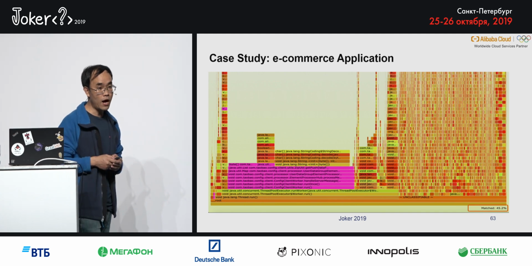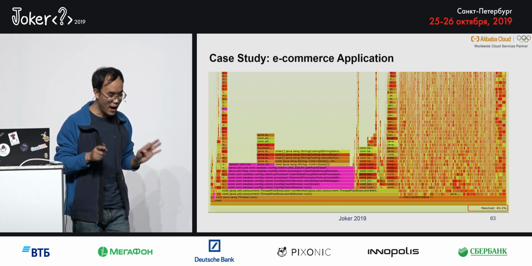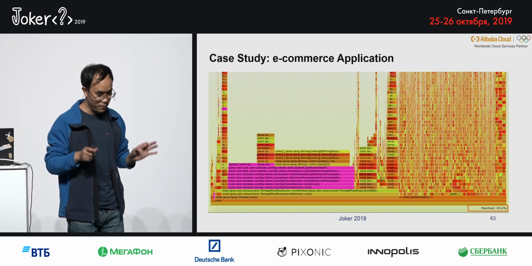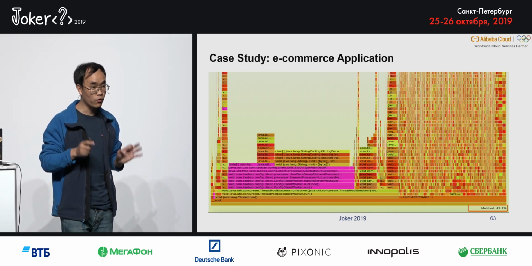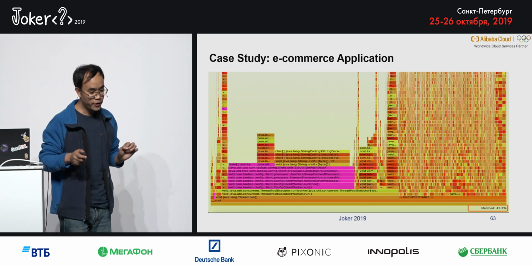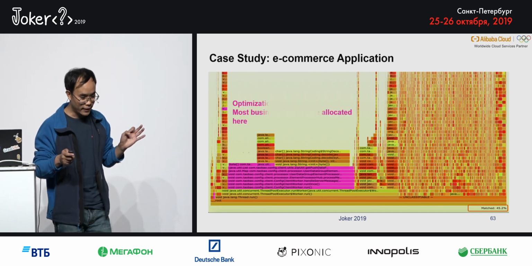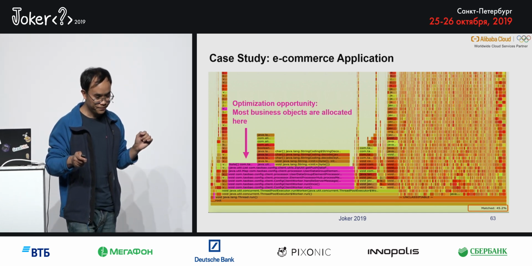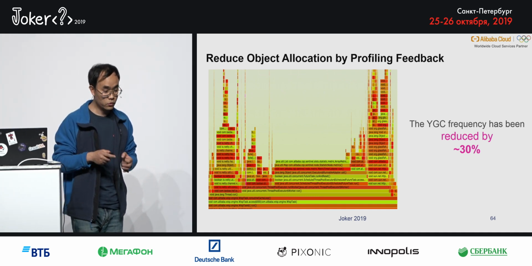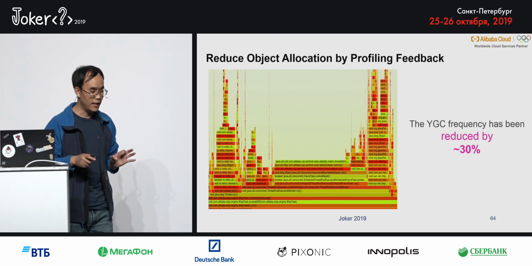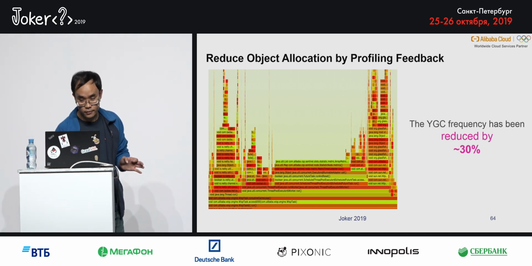So this is the flame graph. I just show the results. This is our real case. You can see in the purple part, most objects are allocated. So you can tell which method has allocated the objects. If you use this information and optimize your code, do some optimization for the purple part, then the objects can be gone. Then the young GC frequency can be reduced.